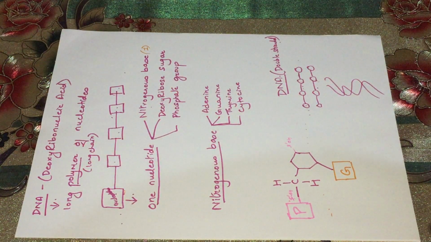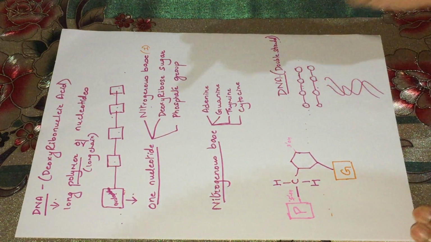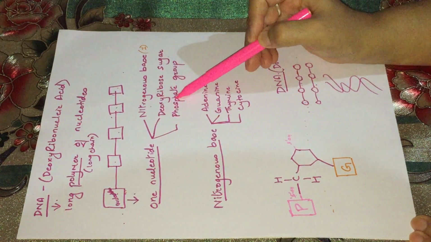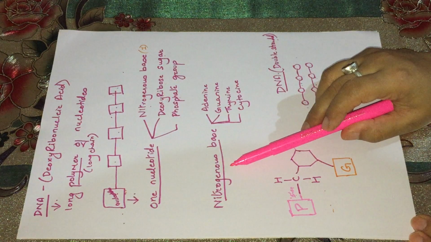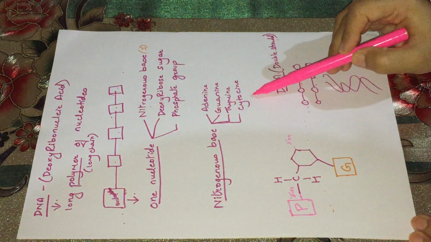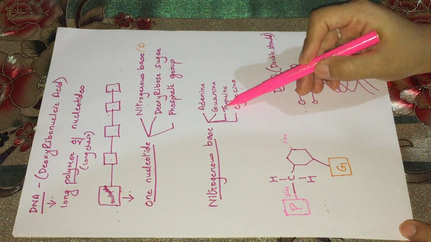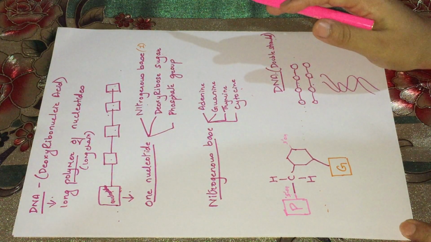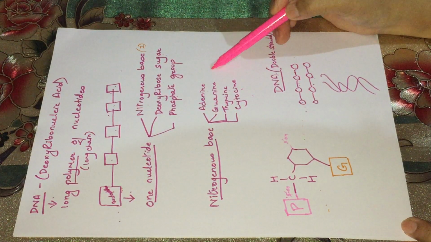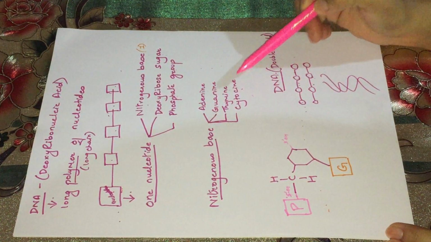Now, coming to the structure of the polynucleotide chain of DNA. First thing is a nucleotide is made up of 3 components: nitrogenous base, deoxyribose sugar, and phosphate group. Then these nitrogenous bases are also of 4 types in DNA: adenine, guanine, thymine and cytosine. But in RNA, in place of thymine, RNA has uracil. RNA has adenine, guanine, uracil and cytosine, but DNA has adenine, guanine, thymine and cytosine.